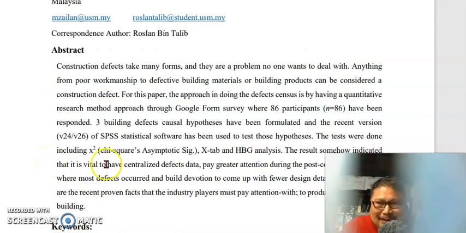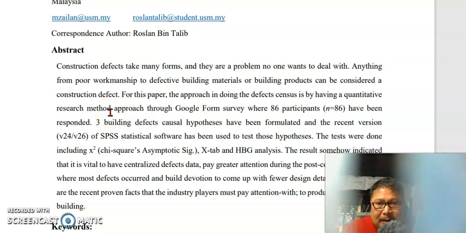Okay, now construction defects take many forms, and there are problems nobody wants to deal with. Anything from poor workmanship to defective building materials or products can be considered construction defects. So from this paper here, we are doing the quantitative research method.